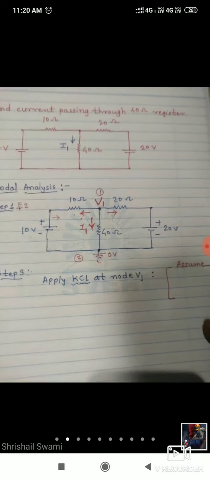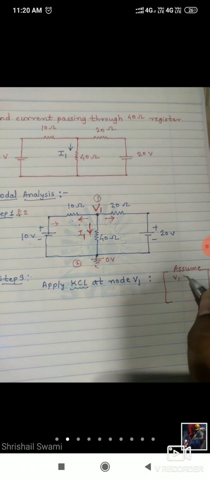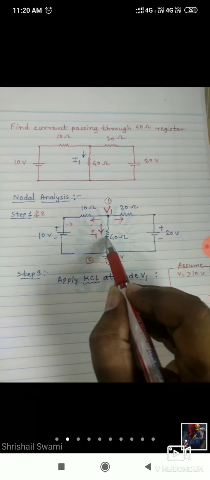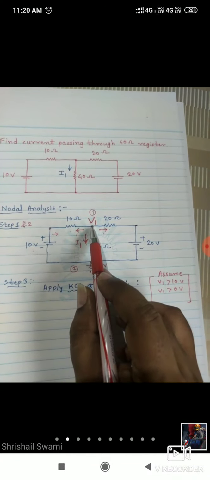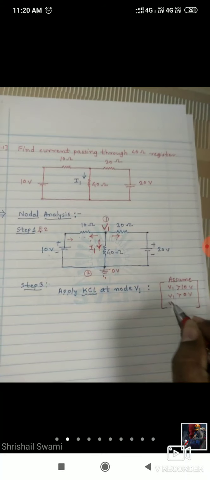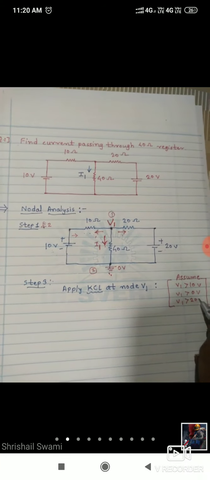When will our direction be correct? Assume v1 is greater than 10 volt for this branch. Now for this branch v1 is greater than 0 volt, because here it is 0. So for this branch v1 is greater than this 20 volt. If this assumption we are writing is right, then whatever direction of current we assume will be the correct one.